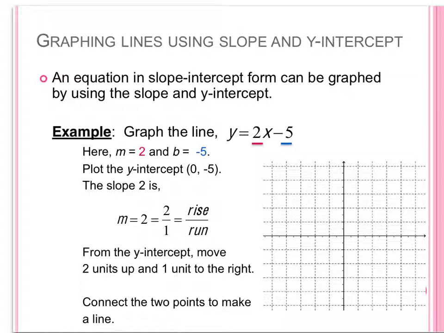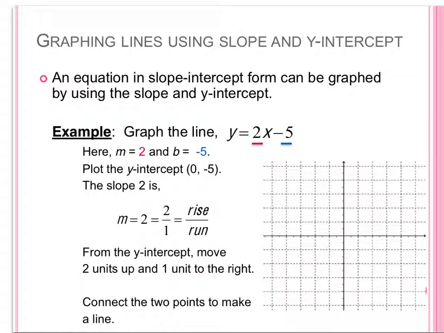Graphing lines using slope and y-intercept. An equation in slope-intercept form can be graphed by using the slope and y-intercept. For example, graph the line y equals 2x minus 5. Here m is 2, it's the coefficient in front of the x variable, and b is negative 5.